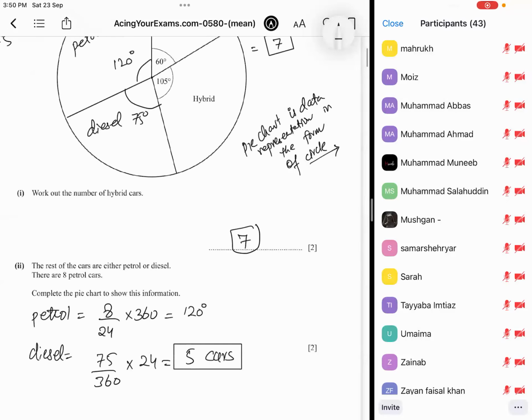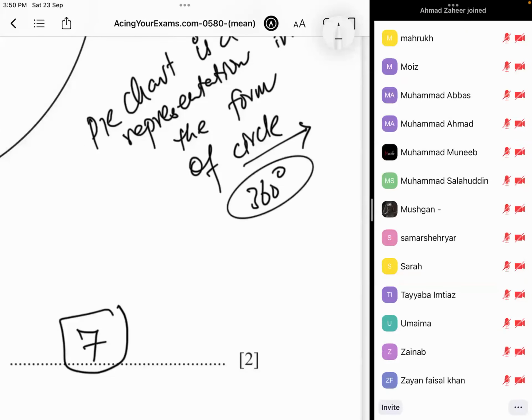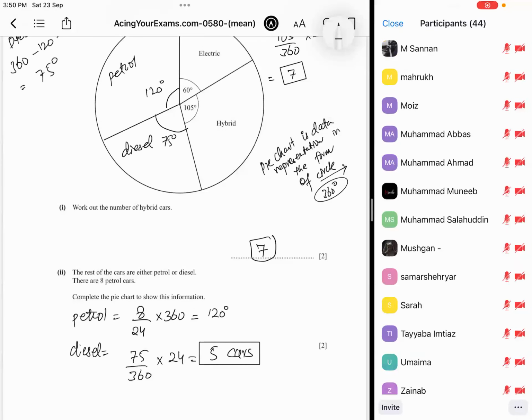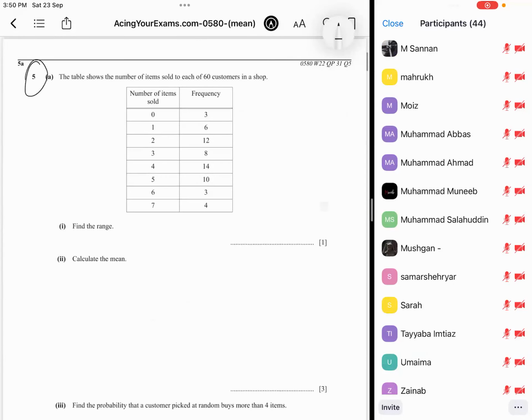So in a circle we know this already, we have 360 degrees total angle. So that is the reason we have the formula part divided by total times 360. So do it yourself, try this question.